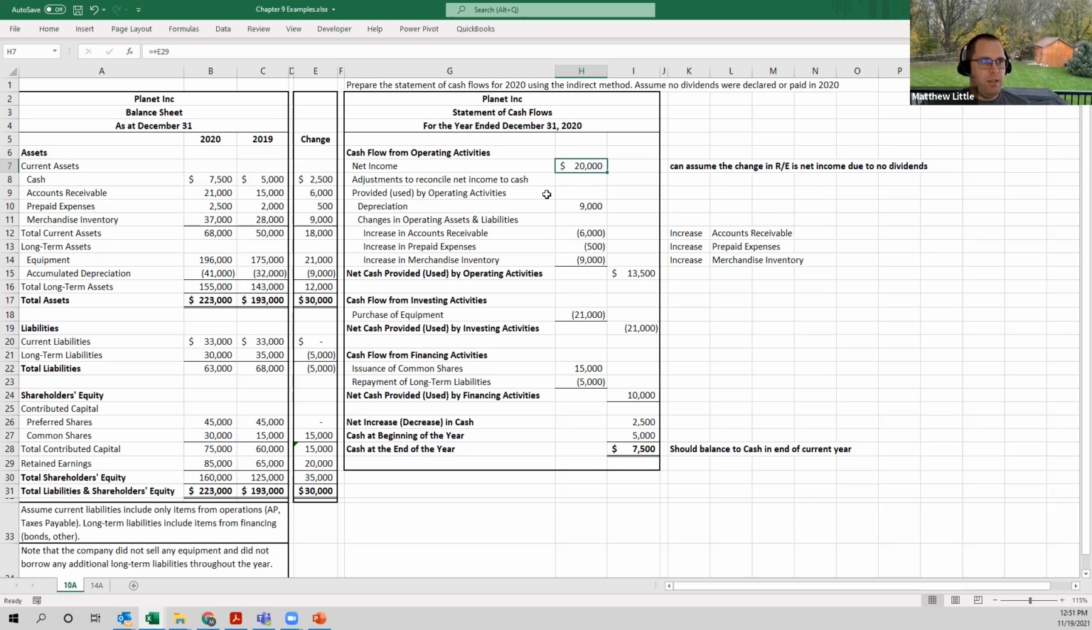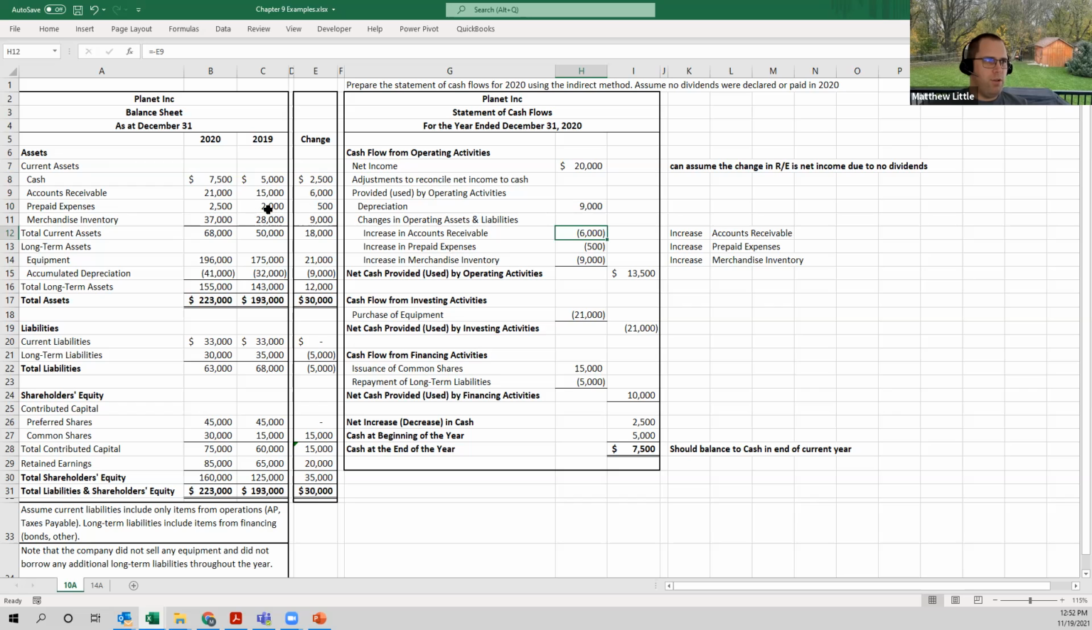And then we would add the various adjustments. The first adjustment is typically depreciation, which you can see our accumulated depreciation increased by $9,000, so we need to add that back. Then we need to add the changes in operating assets and liabilities. The accounts receivable line increased $6,000. That reduced the amount of cash available, so you'll see that as a negative.